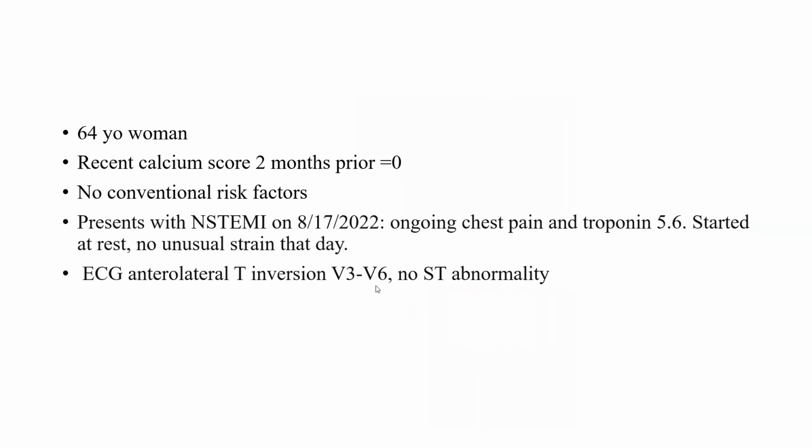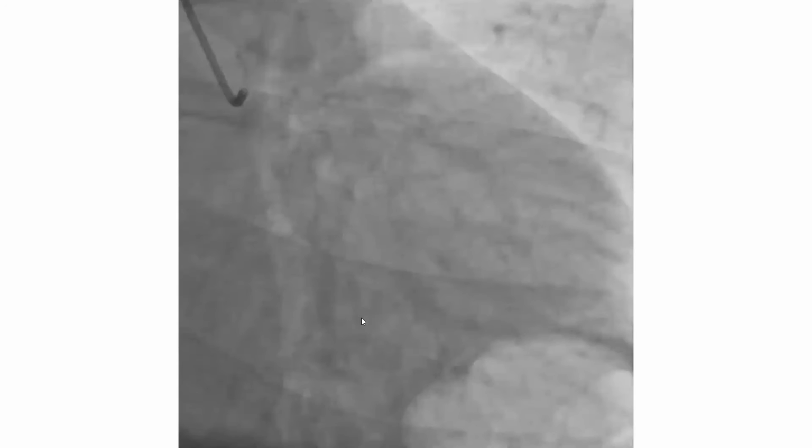I have more ideas about SCAD, and I have another case that I want to show you for those who can stick around. So this is a 64-year-old woman. She had a recent calcium score 2 months prior that was 0, no conventional risk factor. She presents with non-STEMI, ongoing chest pain, and troponin of 5. Started at rest, no unusual strain that day. EKG shows inferolateral T inversion, no ST abnormality.